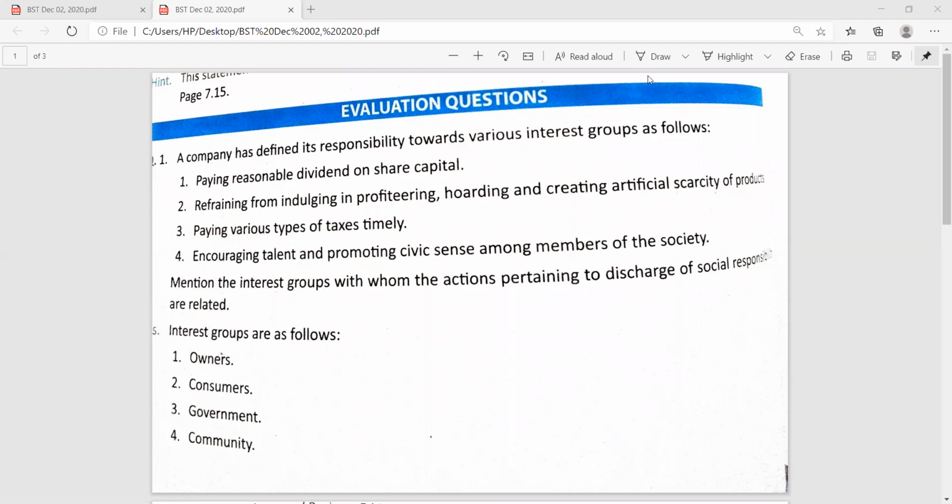Today, I just want to highlight one more point: which type of question you may have in the paper. It can be an evaluation based question from this unit. See, it's floating on the screen here.